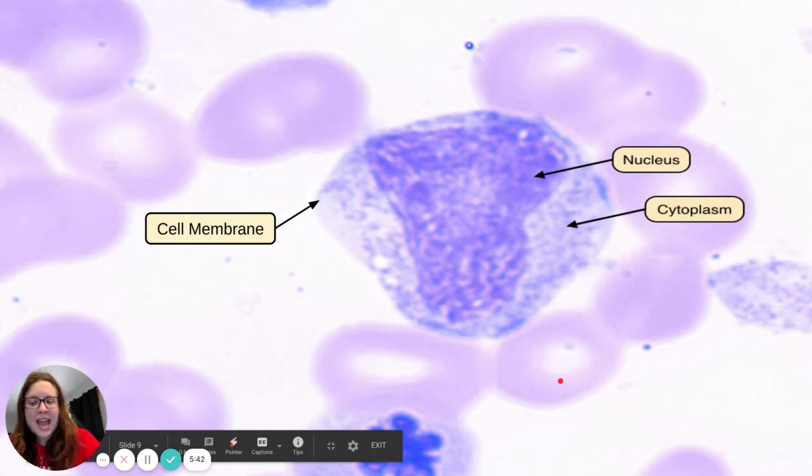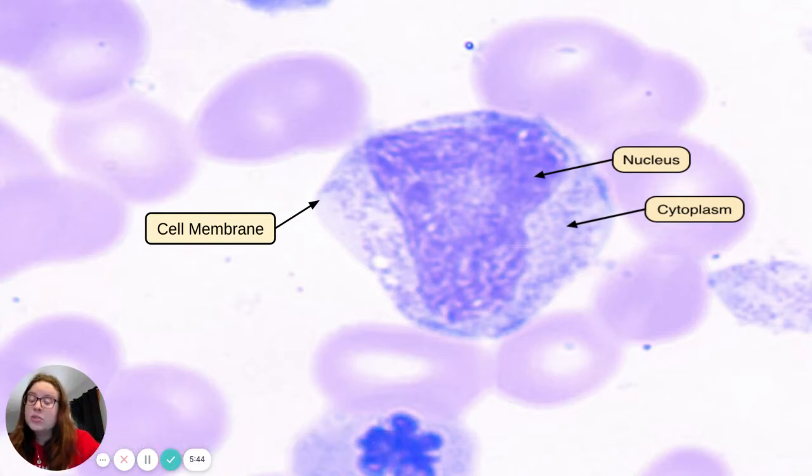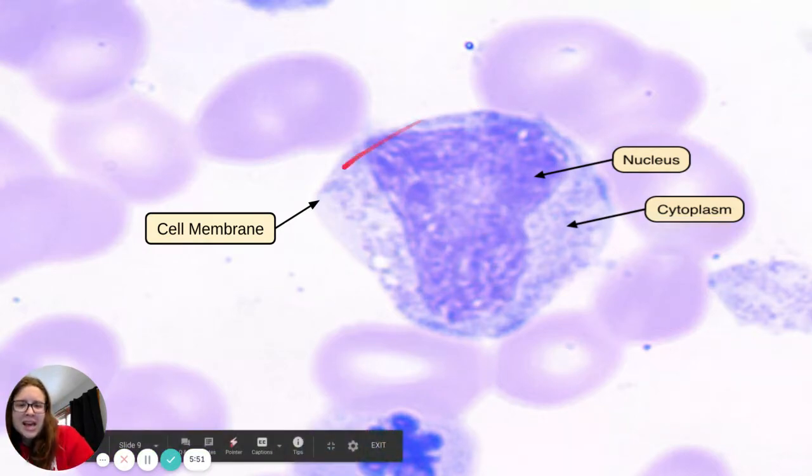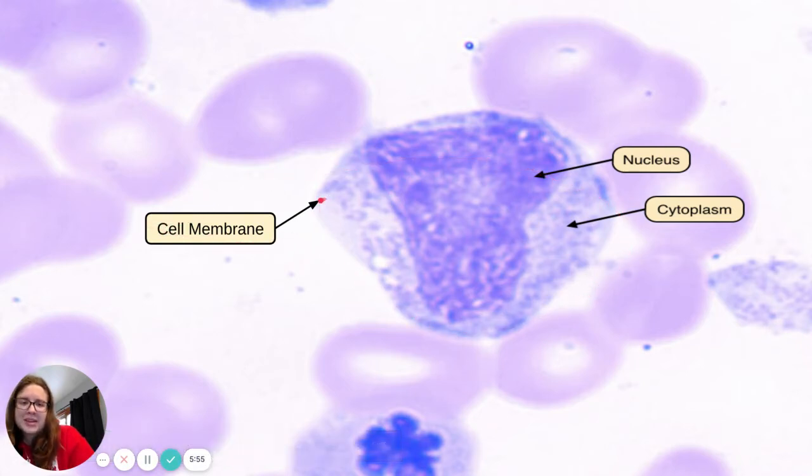Let's take a look at an actual cell. Now, this cell was viewed under a microscope because we can't view most cells with just our naked eye. And you can see the outside of the cell here is our cell membrane. Then I see all of the jelly-like material inside of this cell is our cytoplasm. Now you'll view one other portion that we haven't spoken to yet, but we're getting there, the nucleus. And it's this darker purple portion.